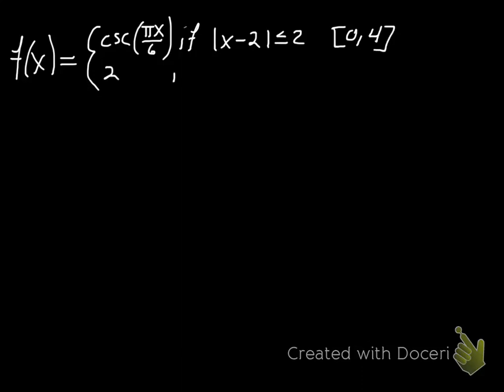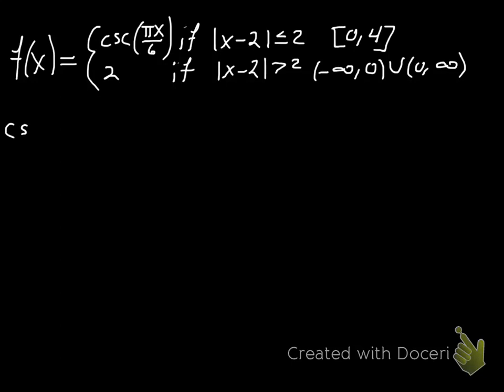And the rest of the function was defined to be the horizontal line 2 if the absolute value of x minus 2 is greater than 2. So this means we need to be further away from 2 than 2 units. So that would be negative infinity to 0 and then 4 to infinity. So there's a typo here that we'll fix right here. So this should say 4 here.